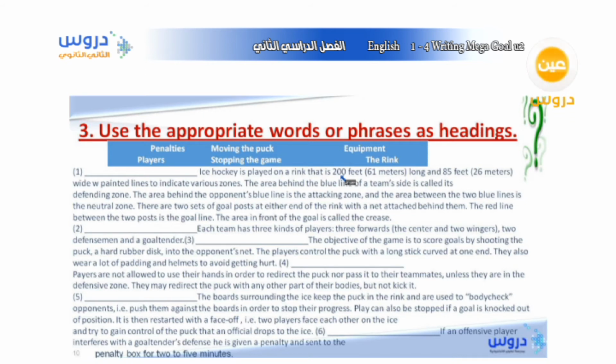Number 5, the boards surrounding the ice keep the puck in the rink and are used to body check. Opponents push them against the boards in order to stop their progress. Play can also be stopped if the goal is knocked out of position. It is then restarted with a face off.